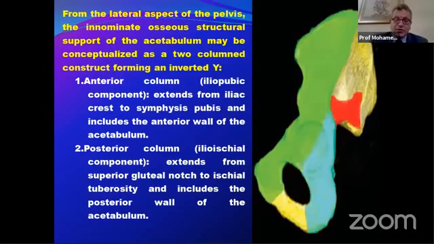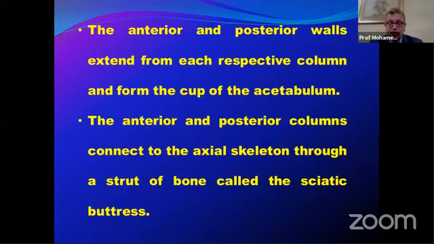The anterior column is diagnosed from the iliopubic component, or the iliopubic line, which extends from the iliac crest to the symphysis pubis and includes the anterior wall of the acetabulum. The posterior column is represented by the ilioischial line, or the ilioischial component, which extends from the superior gluteal notch to the ischial tuberosity and includes the posterior wall of the acetabulum. The anterior and posterior walls extend from each respective column and form the cup of the acetabulum.